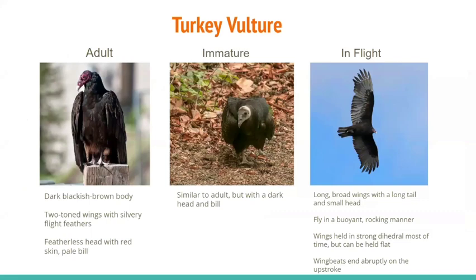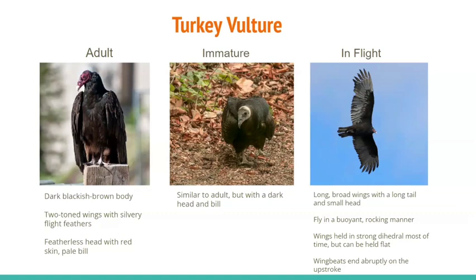So for adult turkey vultures, they have a very uniform, kind of dark blackish brown body, though if you see them in the sunlight, they have these hints of blue and gold, really, really a gorgeous bird. They have this two-tone pattern on their wings where the flight feathers are very bright, kind of silvery gray, whereas their upper wing coverts are that same dark brownish black of the body. They have, of course, that featherless head with red skin and a pale bill.